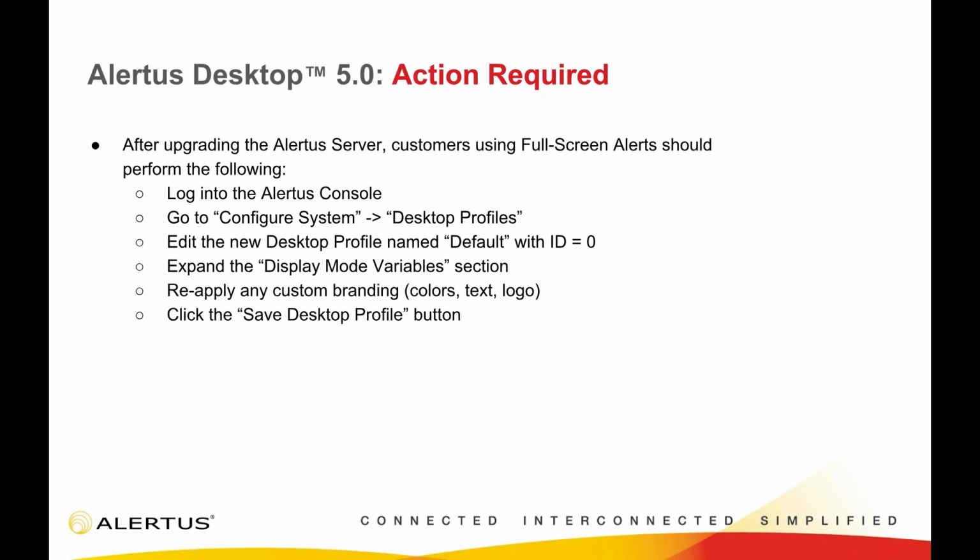From there, you're going to expand the display mode variables section and just apply your custom branding, whether that is specific to your organization's logo or specific to maybe a color-coded alert system. You're going to apply that there and then just simply save it. It's a couple steps that is going to make your Alertus desktop more effective down the line than just the standard yellow and red alert there.